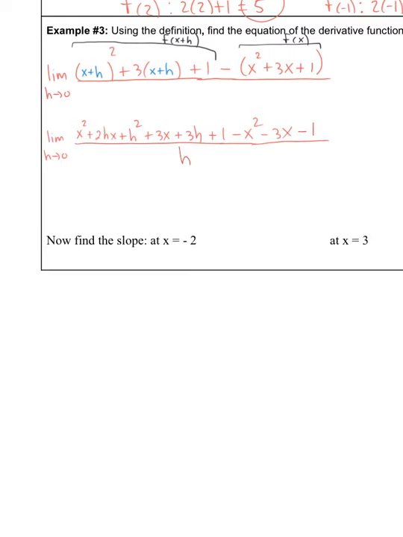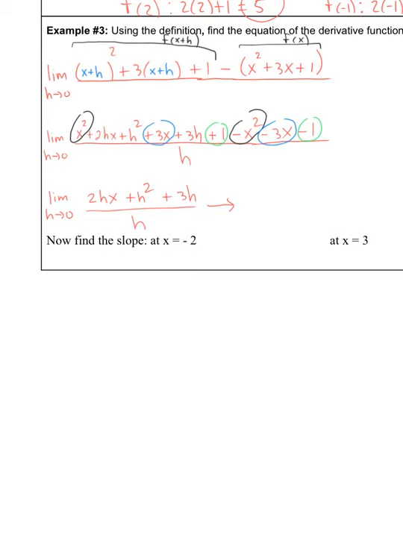Okay, the next step, if you do this correctly, a lot should cancel out. Circle them. I've got a positive x squared, I have a negative x squared. I've got a positive 3x, I've got a negative 3x. I've got a positive 1 and a negative 1. Okay, so now I like to write down what's left. I still have a 2hx. I still have an h squared. And I still have a 3h, all over h.